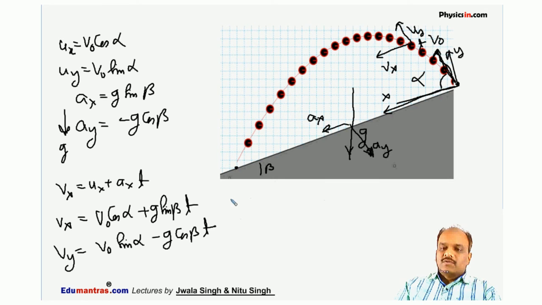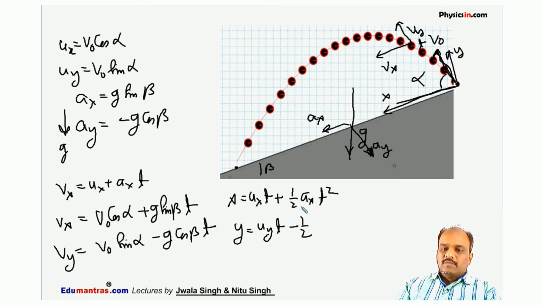In the same way I can say the x coordinate is ux into t plus half ax into t square, and the y coordinate is uy into t minus 1 by 2 g cos beta into t square, since ay is minus g cos beta. If I substitute the values, I will get the x and y coordinates. When the particle strikes the inclined plane, again I will substitute y as 0, it will give me the time of flight. If I put the time of flight in the expression for x, it will give me the total range on the inclined plane.